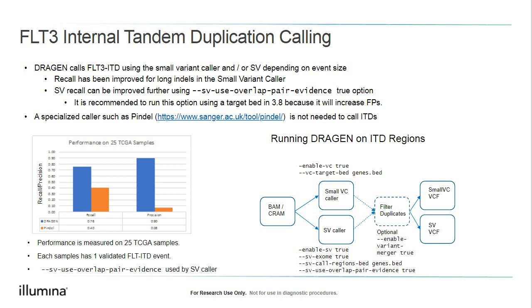The small variant caller typically calls events which are about 75 base pairs and lower. The structural variant caller will call events which are 50 base pairs and higher. So depending on the event size that you're looking at, you can either use both or just one or the other, depending on what the size of that event is.